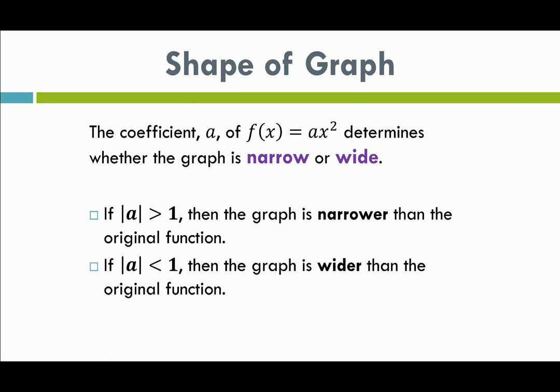All right. Another thing that we could change is the shape of our graph. So the coefficient of a, which is our leading coefficient, determines whether the graph is narrow or wide. So if the absolute value of our leading coefficient is greater than 1, our graph is going to be narrower than normal. Okay? If the absolute value of our leading coefficient a is less than 1, then our graph is going to be wider than normal. So if your absolute value is greater than 1, your graph is going to be narrower. And if the absolute value of a is less than 1, your graph is going to be wider.